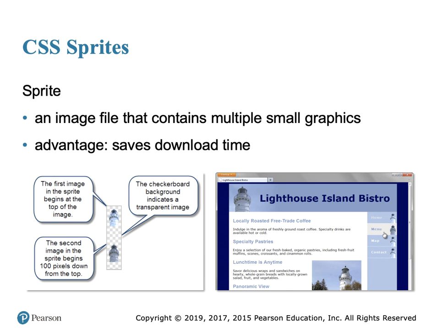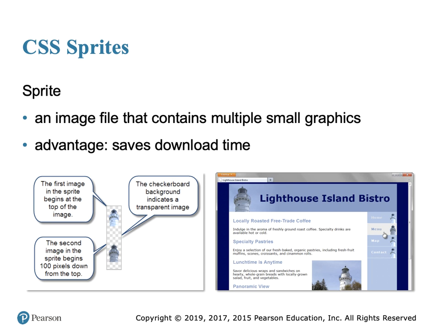A sprite is an image that contains multiple small graphics. In this example, you can see two lighthouses, one that is white and one that is gray. In the image on the right, you can see that the white graphic is used in the nav, but on hover, the darker graphic is used to have better contrast with the lighter hover background color. Since the two smaller images are contained in one image, the browser only has to download one image, which can reduce the size of the site and improve download times.